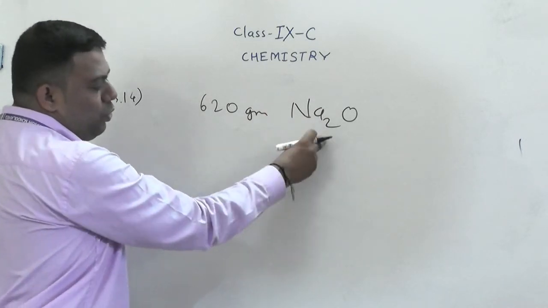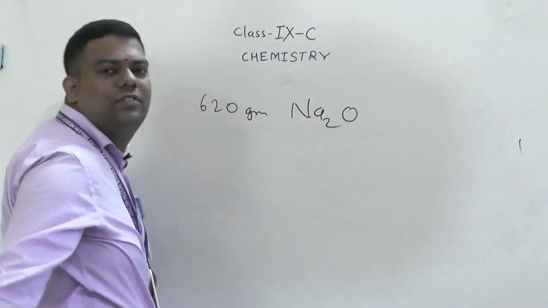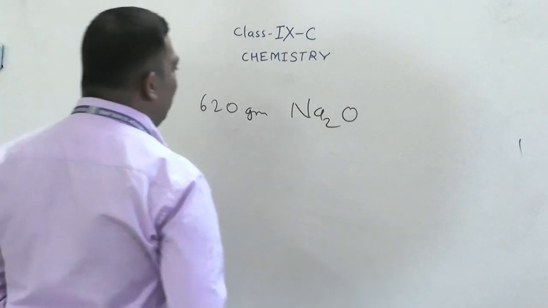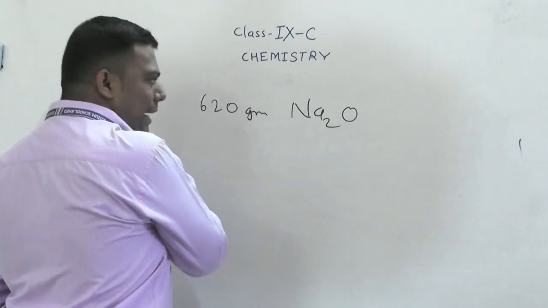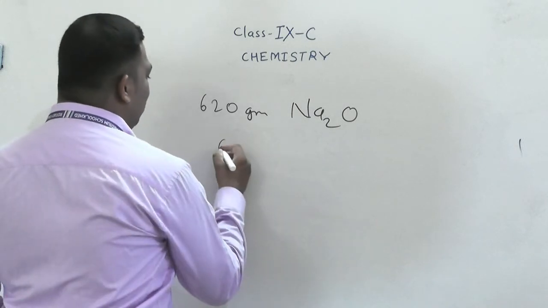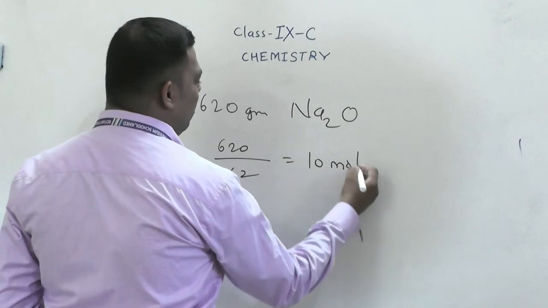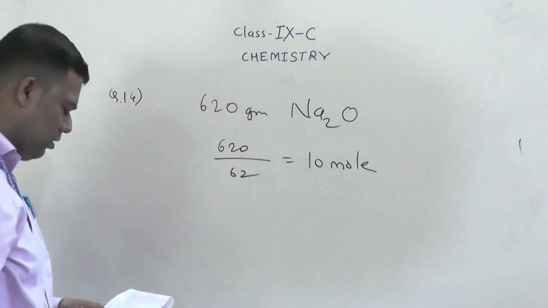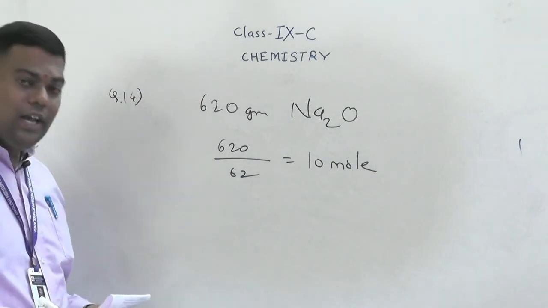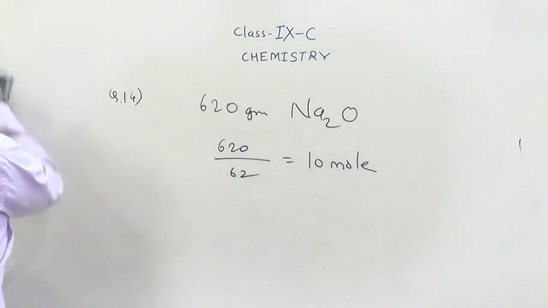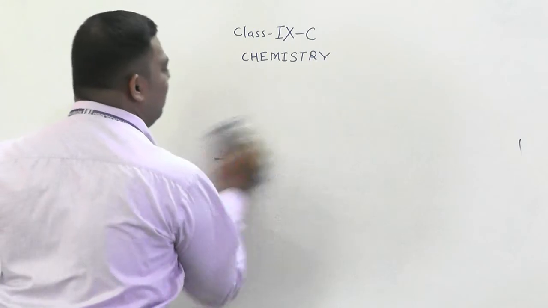So 23 into 2 is 46, plus 16. How much will you get? Yes, 62. Understood? Very easy. So 620 divided by 62, how much? 10 moles. Okay. So like that, it is simple, and you will get the answer.